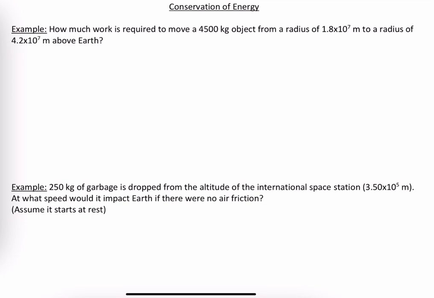So I'm going to start right away by jumping into an example. How much work is required to move a 4,500 kilogram object from a radius of this to a radius of that above Earth? So just give me a moment here and I'll draw a quick diagram so we have a bit of a visual of what's going on.